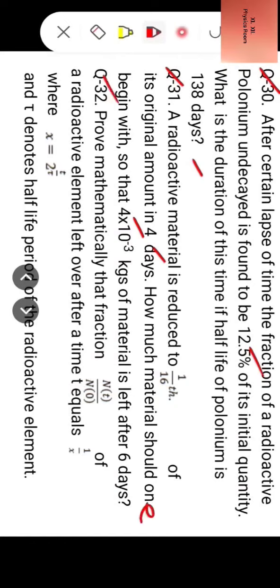Question number 32. Prove mathematically that the fraction Nt/N0 of a radioactive element left over after a time t equals 1/x, where x is equal to 2 raised to power t divided by tau, where tau denotes the half-life period of a radioactive element.